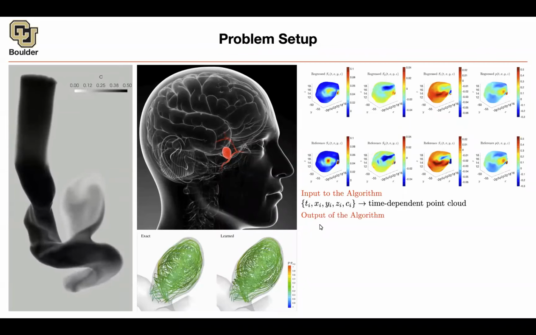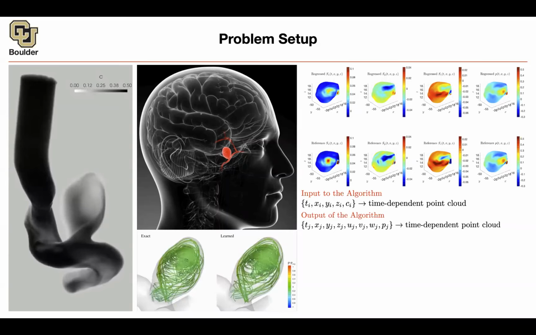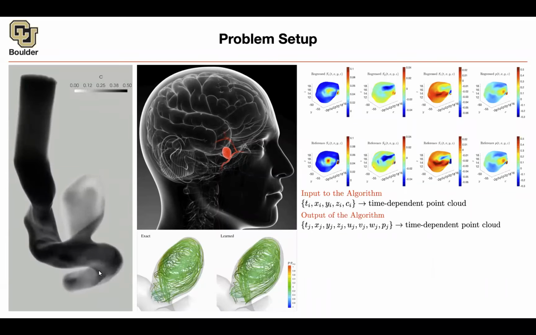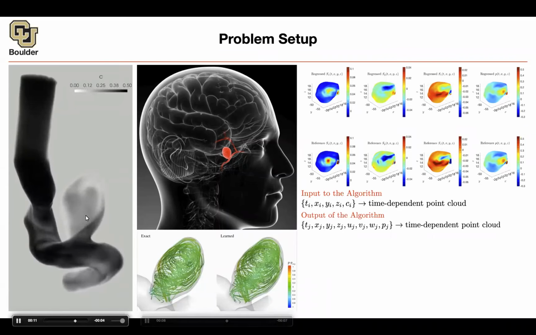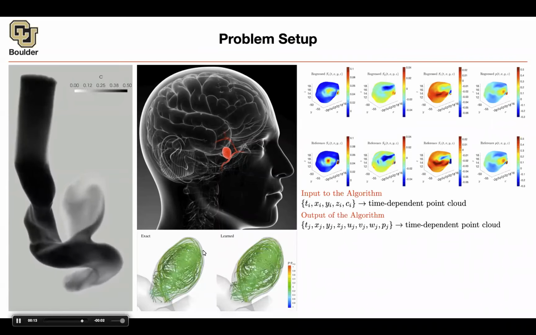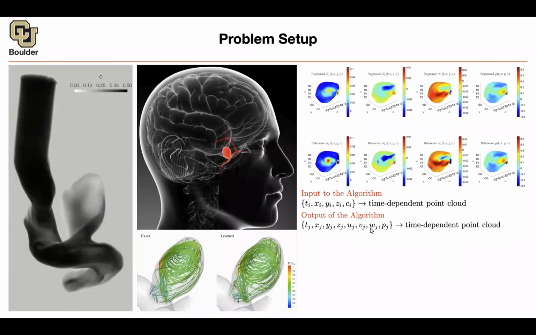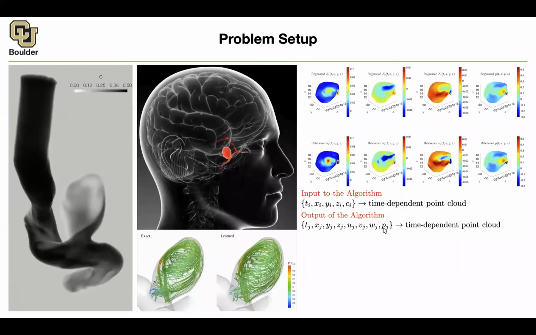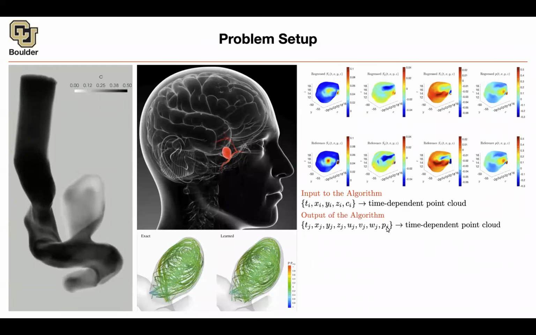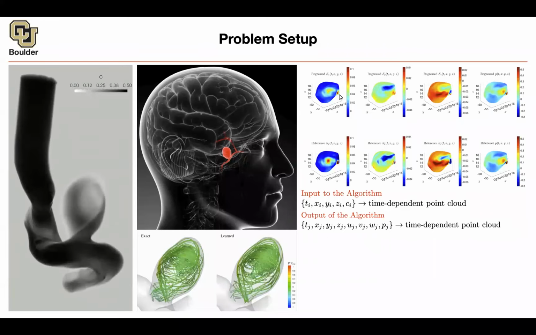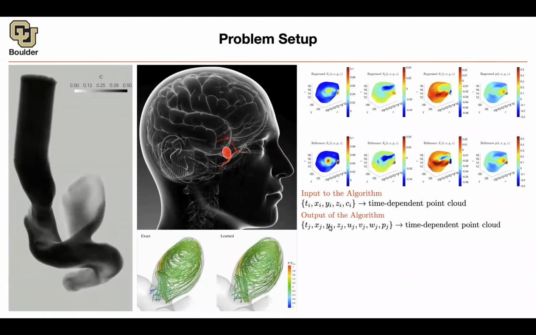The output of the algorithm, what we expect out of it, is again a point cloud. It's going to be time dependent. And then you want to know at this point in time, at this location in space, what is the velocity, u in the x direction, velocity in the y direction, velocity of the blood in the z direction, and the pressure. And as soon as you know that, you're going to be able to compute shear stresses on the wall of the aneurysm. So that one is post-processing. If we solve this problem, the other problem is solved.